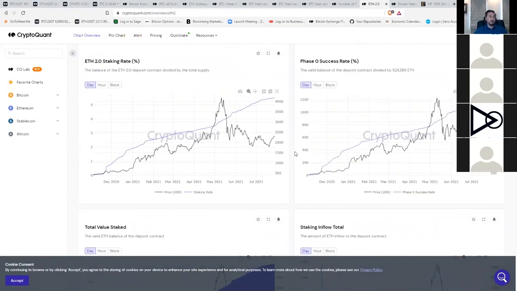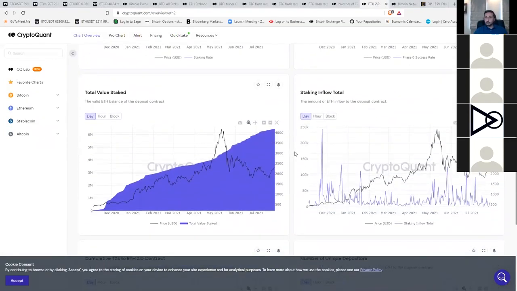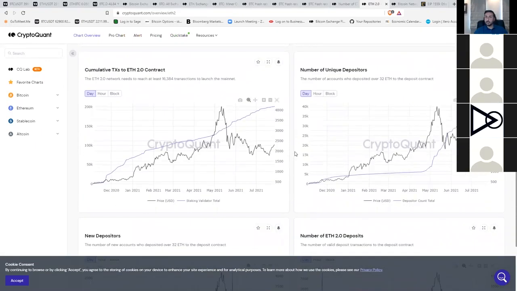Let's see here. So on CryptoQuant, we've got a few charts that we can look at. We've covered some of the staking. Number of unique depositors. So this is also interesting to see. So the number of unique depositors has increased substantially at the beginning of this large run-up and has continued to increase. So people have a lot of conviction in it moving forward, which again just solidifies what we said earlier.